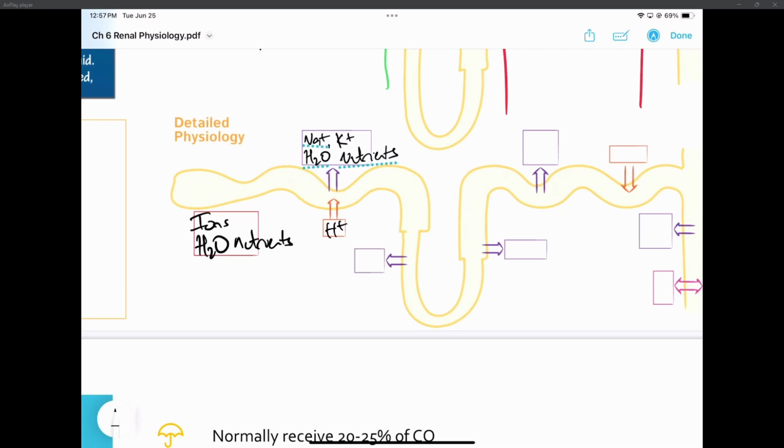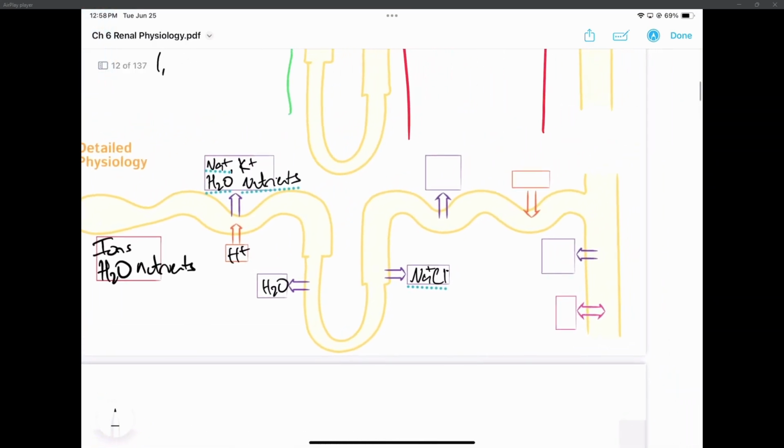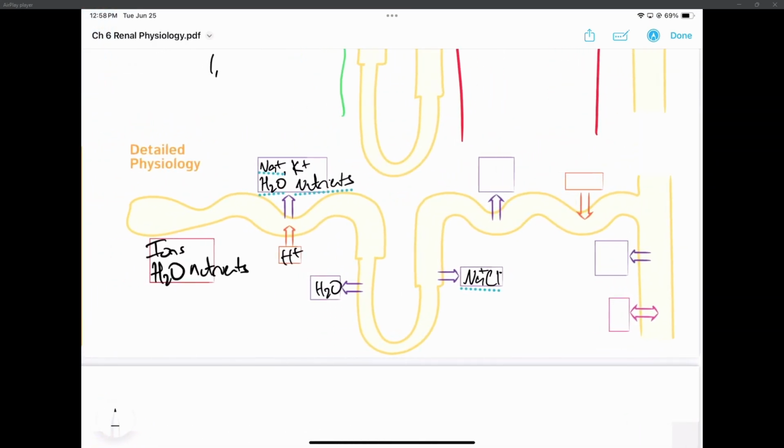Now, as we go to the loop, we can reabsorb water in the descending limb. On the ascending side, sodium and chloride, your salt. So if we're pulling out salt, water is going to go with it, and you'll see wherever the water goes from there. As we start getting to the distal tubule, we're going to reabsorb sodium and water again.